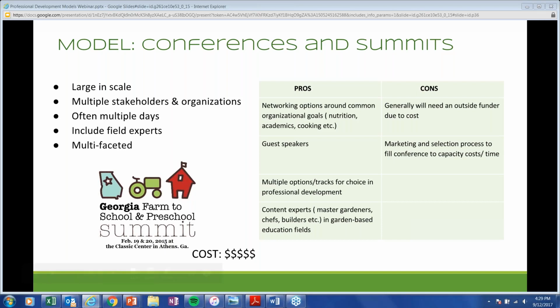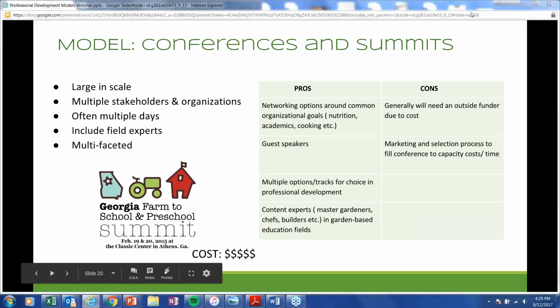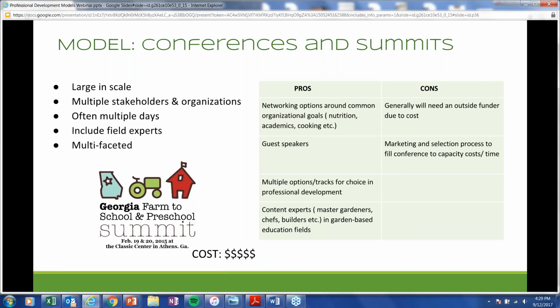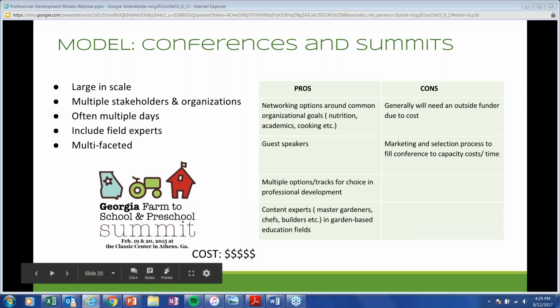Cons: expensive. You generally need an outside funder. You need location. You need to get people in to speak. And marketing and selection to fill the conference to capacity can take some time. So if you put all this money into a conference, you need to get people to go there. And sometimes that costs a lot. And we know that not all organizations have that.